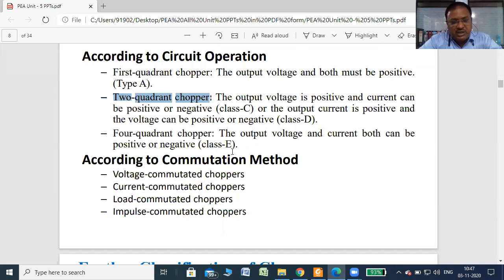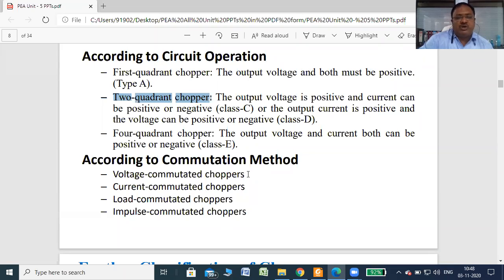So these are the four commutation methods used in a chopper circuit. According to the commutation method, the choppers are also classified. In class A, maybe you can use voltage commutation. Even in class B, you can use voltage commutation or any type. But this is the classification according to the commutation method used.